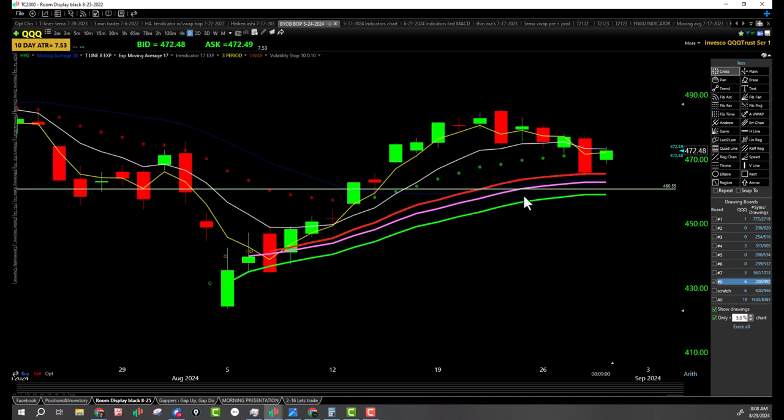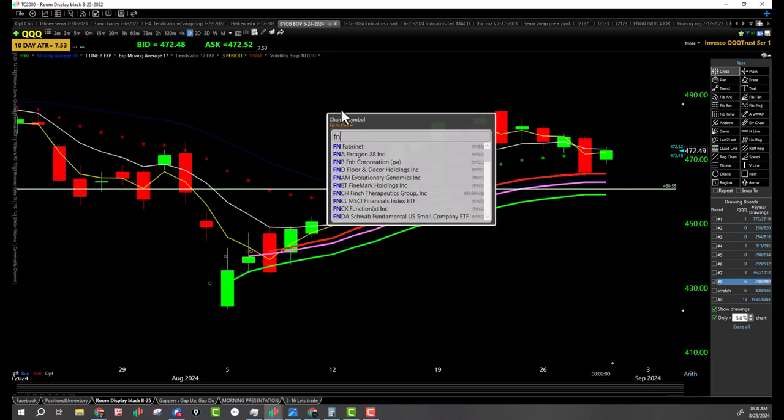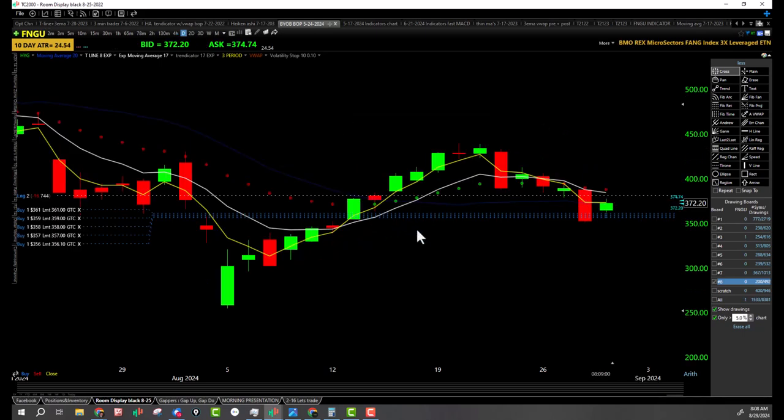So there's QQQ in an uptrend since it broke this high right here. In an uptrend, but sharp pullback yesterday. So there's QQQ still in an uptrend, SPY still in an uptrend. FNGU, sharp pullback, same thing. Lower high, lower low, closing under bearish trap underneath the 17 EMA. FNGU hit support yesterday.